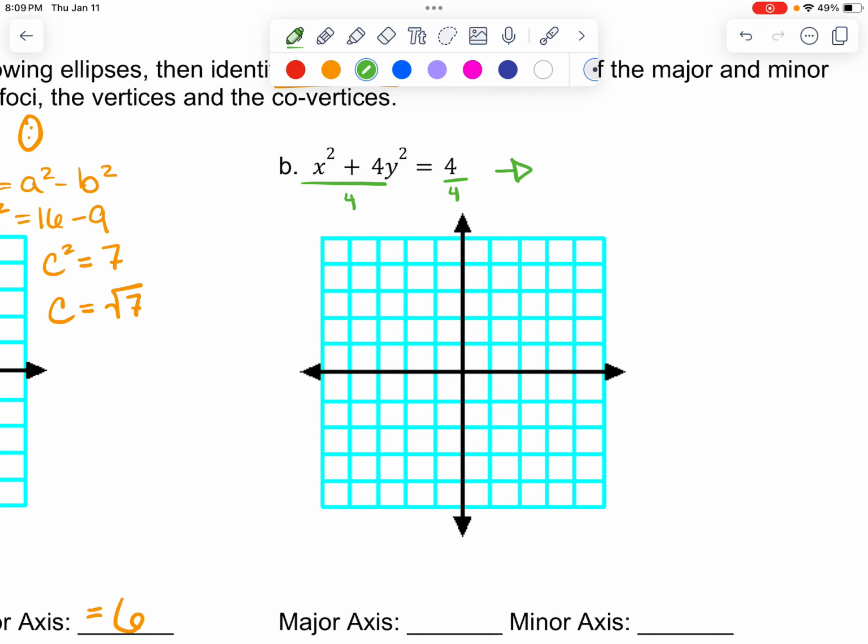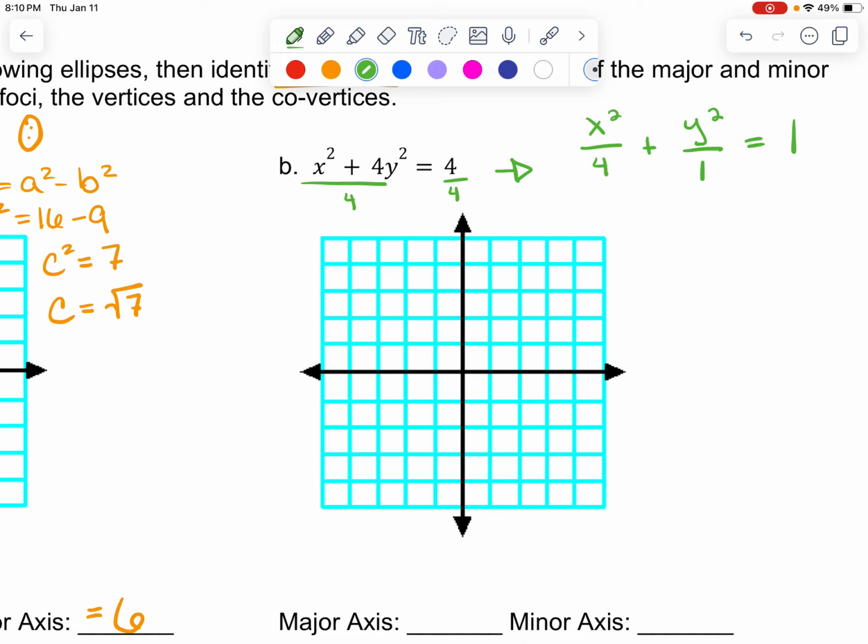And I will rewrite my equation to be x squared divided by 4 plus y squared. 4 over 4 cancels out and we just get 1. But I really want to have a denominator so that it fits into my formula. So I write it as over 1 because now I can use that as my a squared or b squared value depending on what the other one is.